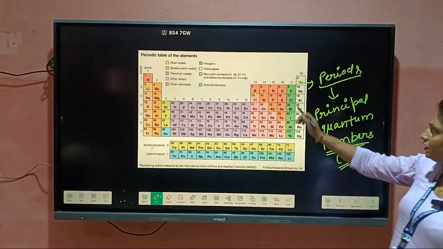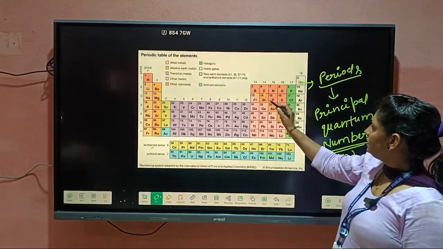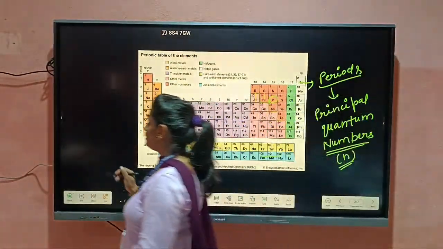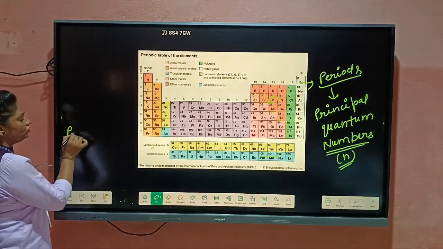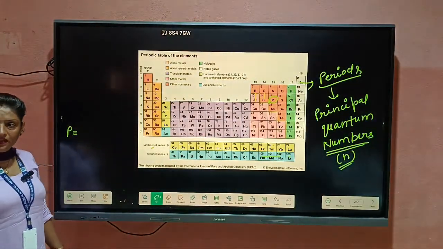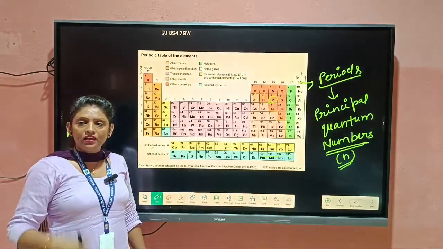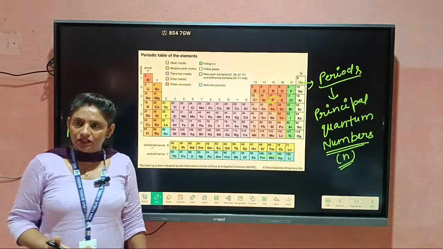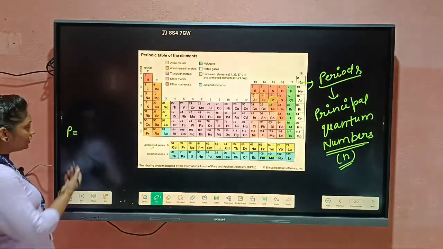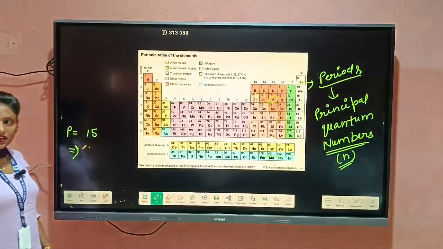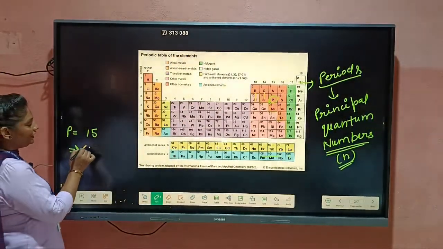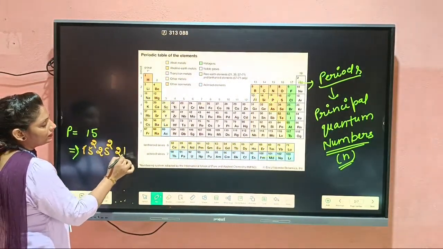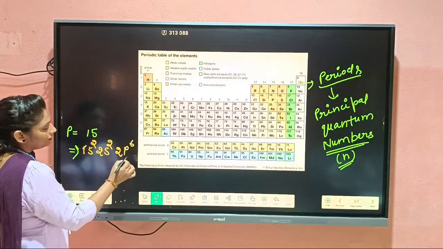Here we can see, if I take this element, this one is phosphorus. First of all, we will write the configuration of the element. After writing the configuration, with the value of n, we can tell the period of that element. So if we don't know in which period it is, what is the configuration for phosphorus? It is 1s2, 2s2, 2p6, then 3s.